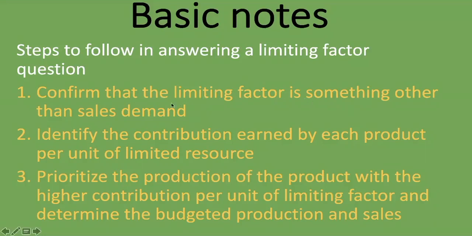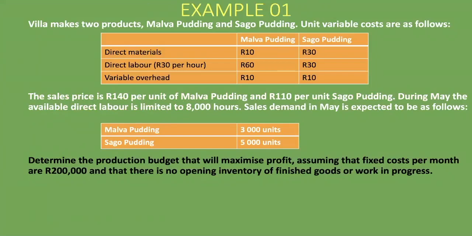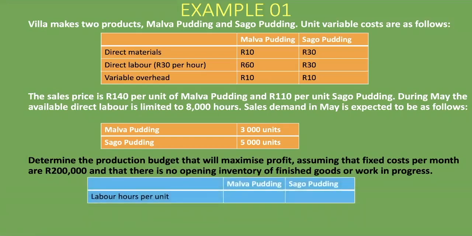Obviously, we know the sales demand is a limiting factor, but now we have to determine, are any of the resources we are using a limiting factor? Well, we were also told here that during May, the direct labor is limited to 8,000 hours. So that could be a limiting factor, but we need to determine it. So how do we go about determining that? Well, the first thing that we do is to calculate how many labor hours per unit Malva pudding uses and Sago pudding uses.